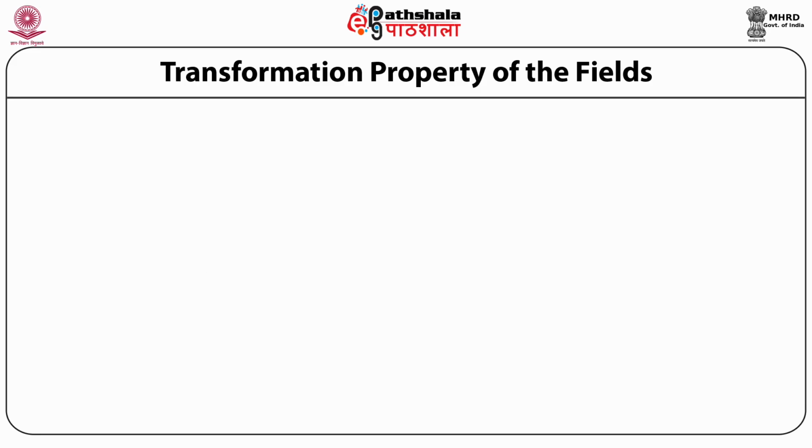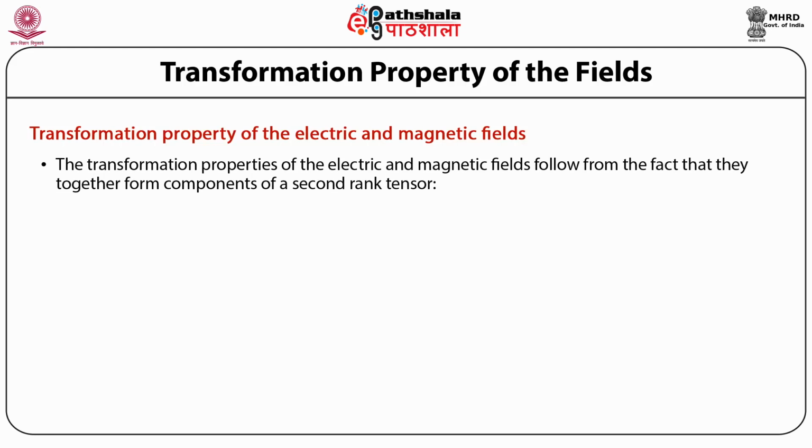Transformation property of the fields. Now let us discuss the transformation property of the electric and the magnetic fields. And we see that the transformation properties of the electric and the magnetic fields follow from the fact that they together form components of a rank 2 tensor. That is, we can either define the electric and the magnetic field induction vectors in terms of the field strength tensor, which is an antisymmetric rank 2 tensor, or in terms of the dual field strength tensor, which is again an antisymmetric rank 2 tensor.